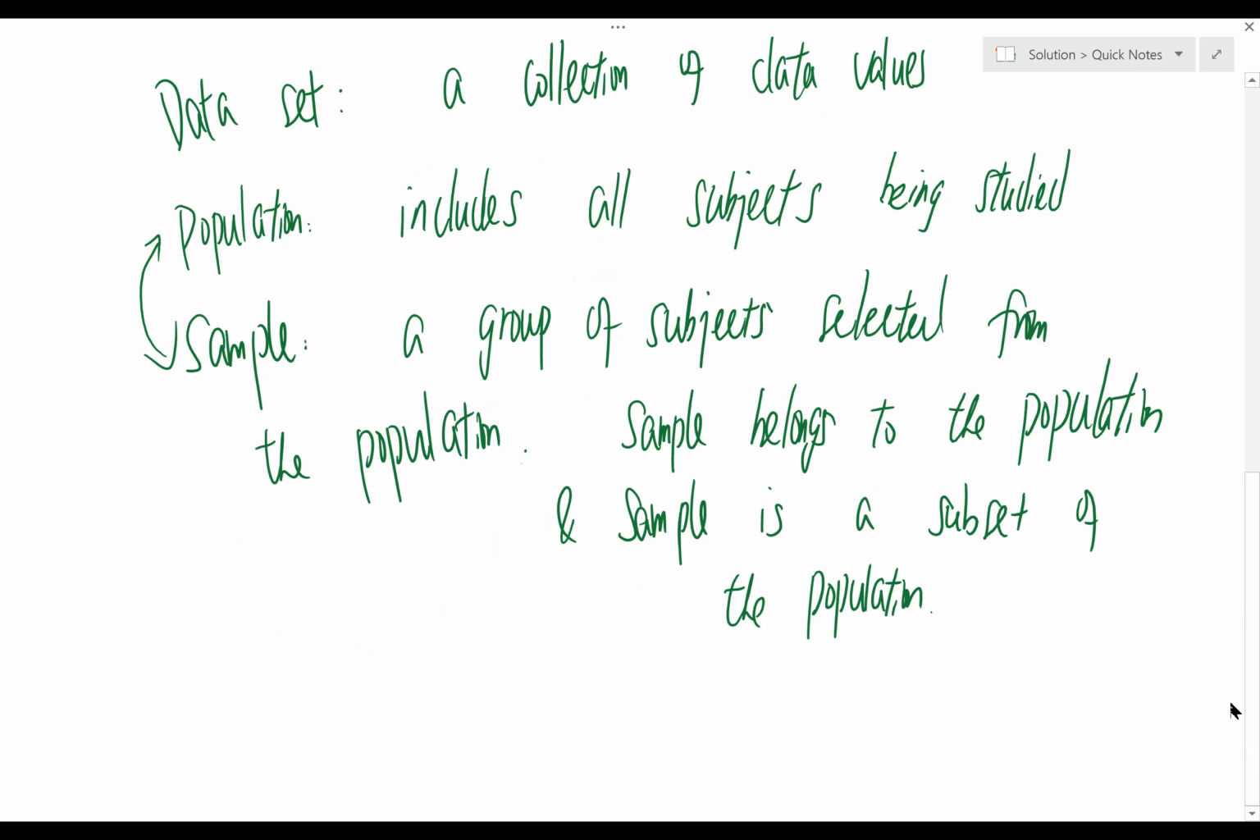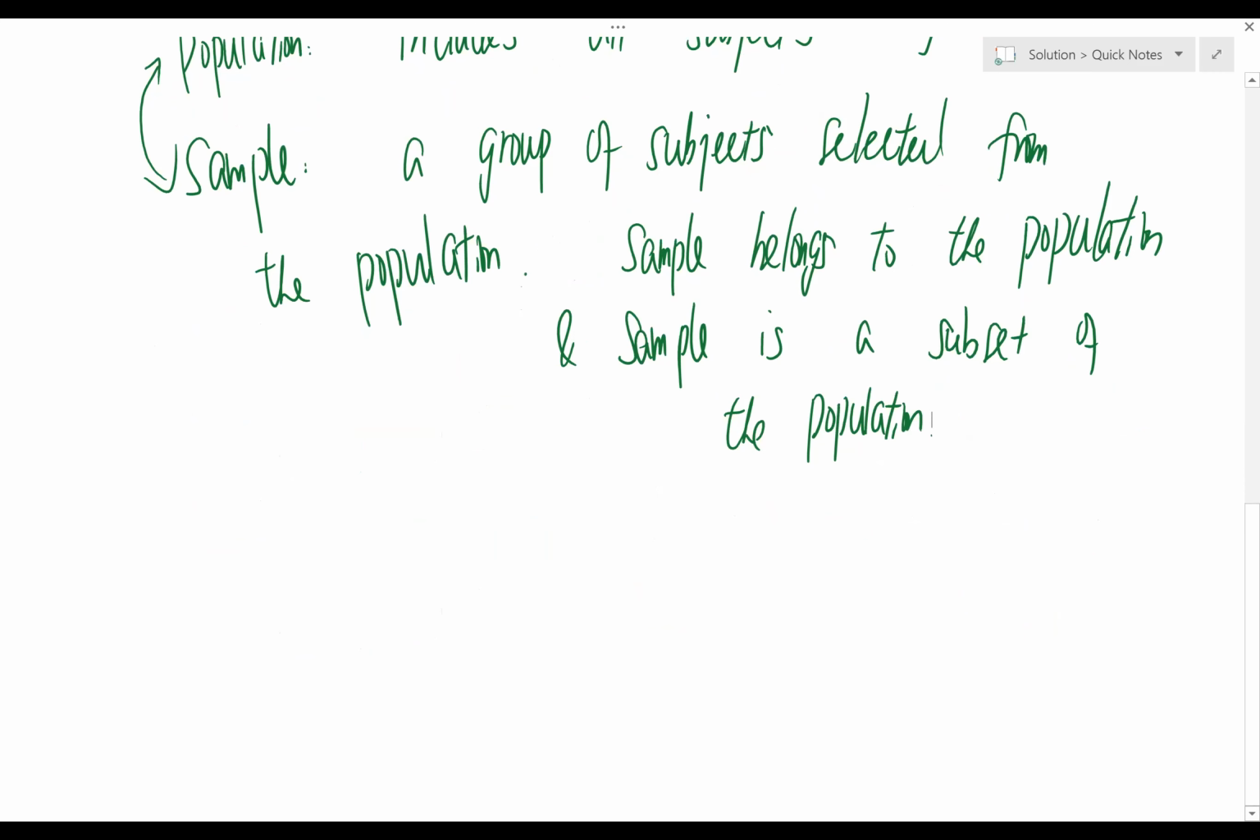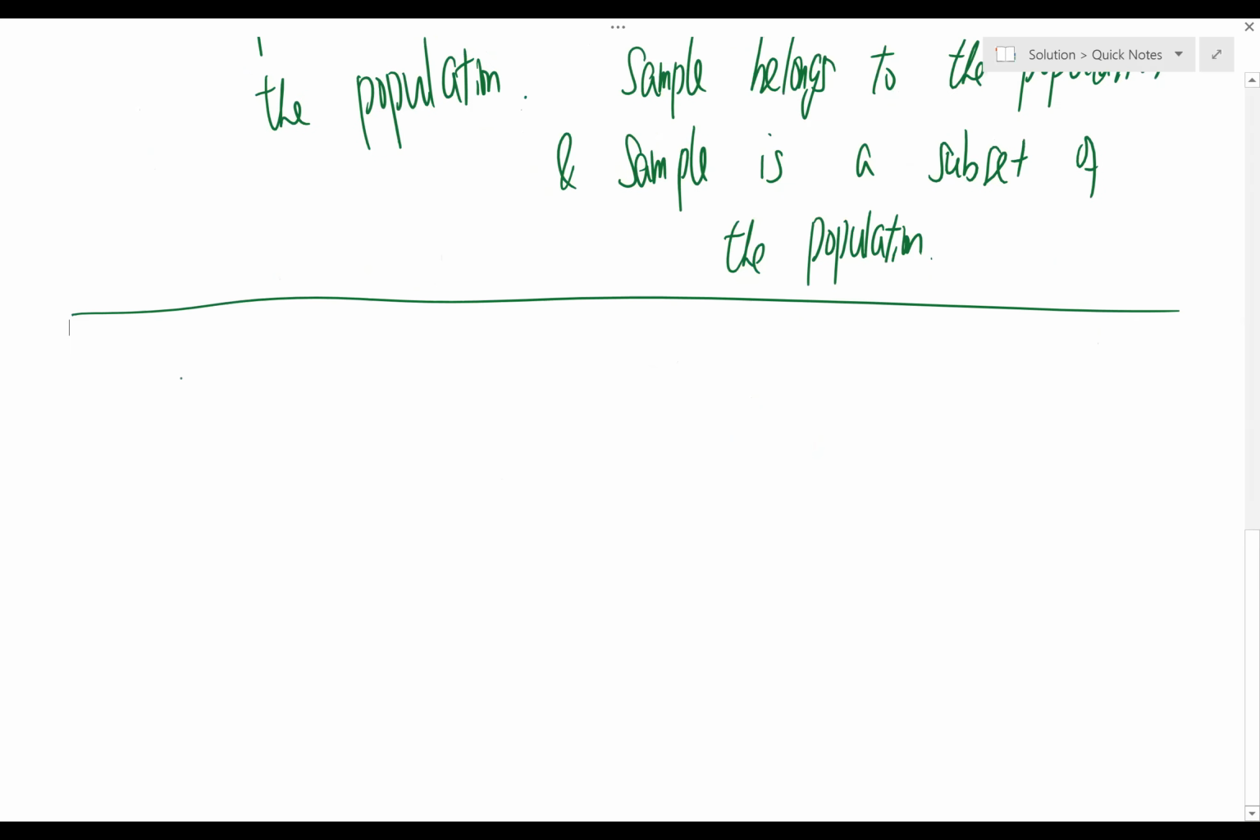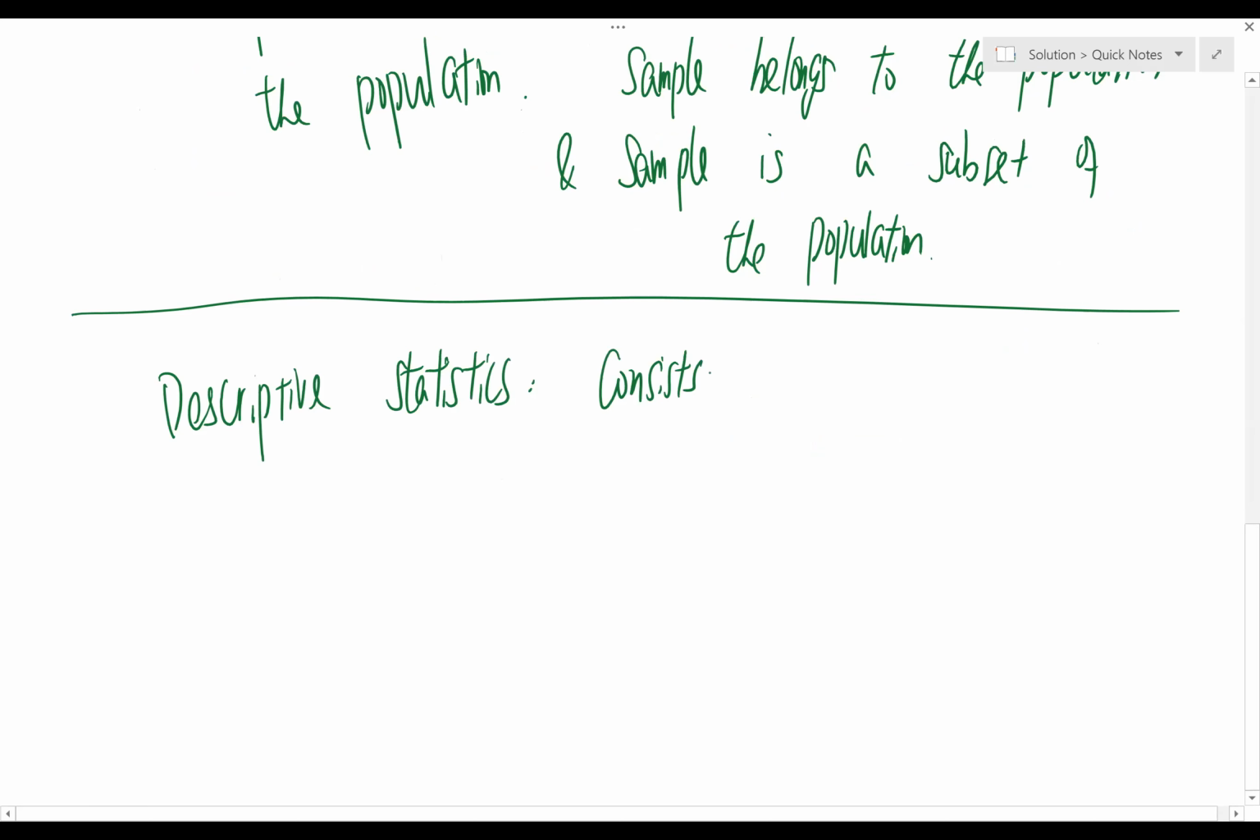And all of these terms are already listed in the PowerPoint, also the lecture videos. So I just give you a summary of the entire chapter. So nothing new, right? And then we have two major branches in statistics. One of them is called descriptive statistics. So descriptive statistics consists of collecting. So basically, from the first five chapters, we will concentrate on descriptive statistics.